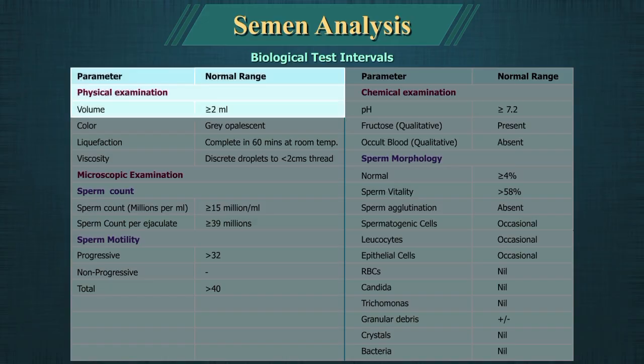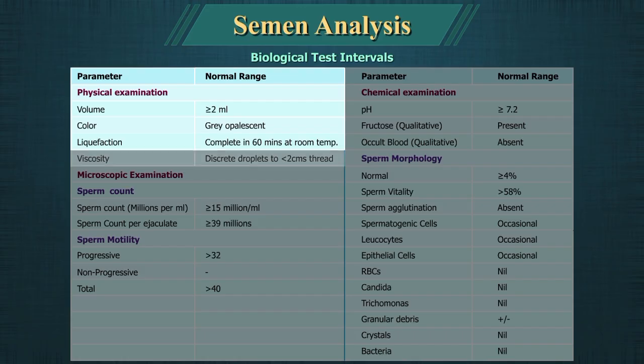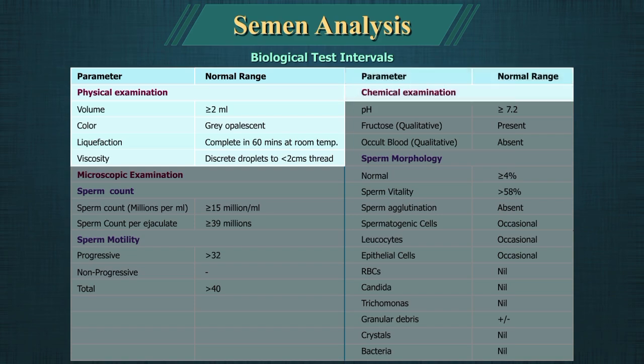The biological reference intervals for semen are as follows. Volume should be more than 2 ml. Color is gray opalescent. Liquefaction time should be completed in 60 minutes at room temperature. Viscosity: discrete droplets of less than 2 cm thread. Chemical examination: pH should be more than or equal to 7.2. Fructose is present. Occult blood absent.